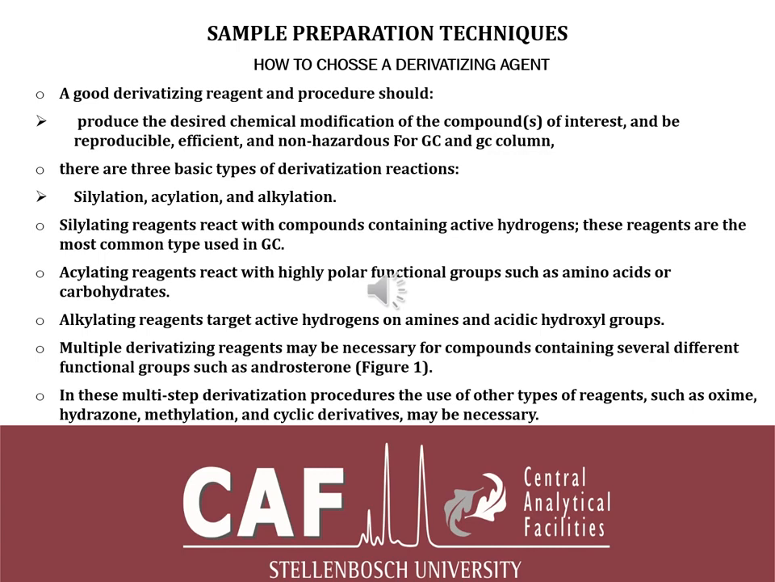Silylating agents react with compounds containing active hydrogens, like for instance in phenols, the H from the OH is what they call the active hydrogen, or when you're working with amines or amino acids. These reagents are the most common type used in GC. Acylating reagents react with highly polar functions such as amino acids or carbohydrates like your sugars. Alkylating reagents target active groups on amines and acidic hydroxyl groups.